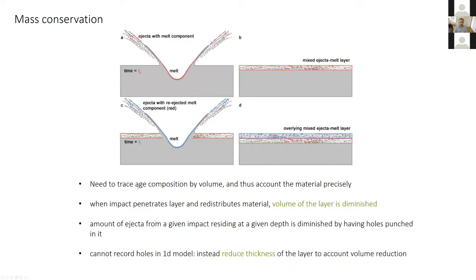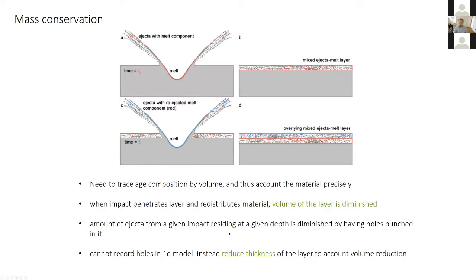Another thing that we need to keep track of is mass conservation. So we need to trace the age composition by volume and account the material precisely. When an impact penetrates a layer, as you see here, the volume of that layer is diminished. So of course, if we're looking at the real moon, we kind of cut a hole in that layer and we redeposited the material elsewhere. Yeah, the amount of ejecta from a given impact residing at a given depth is diminished by having holes punched in it. But in a 1D model, we can't record holes.